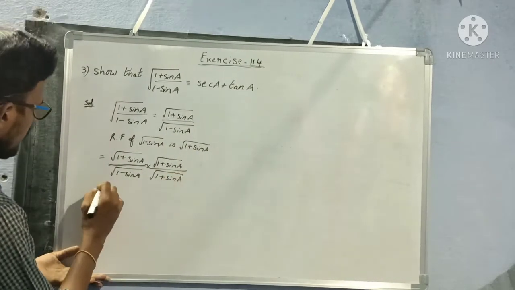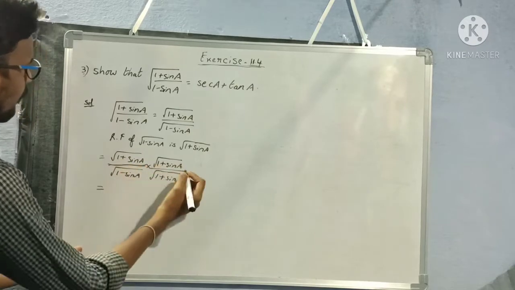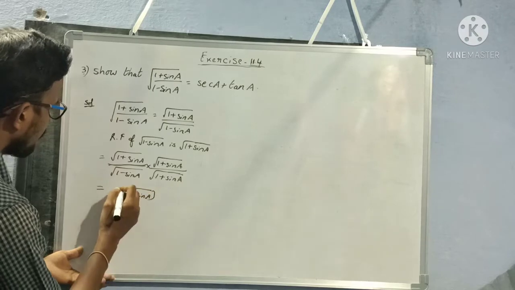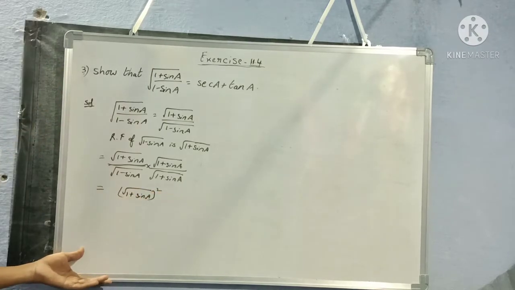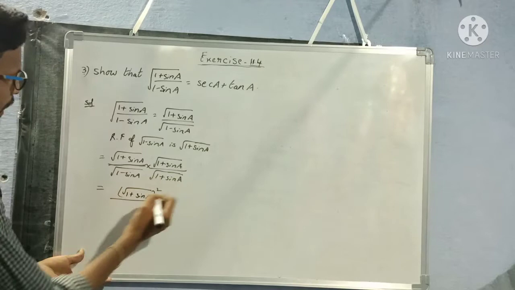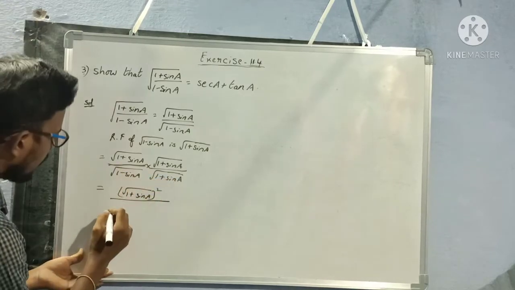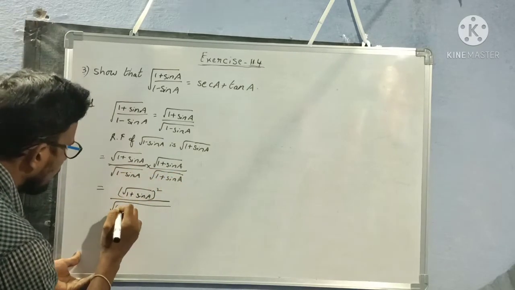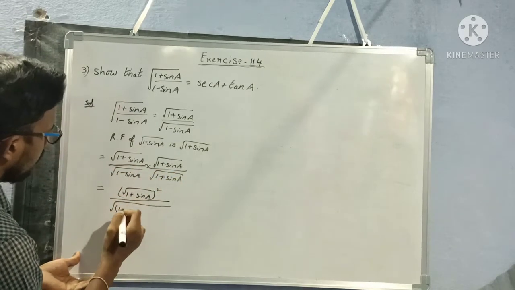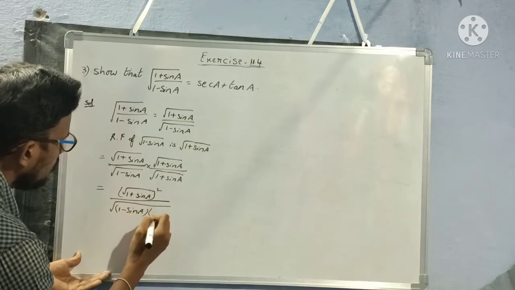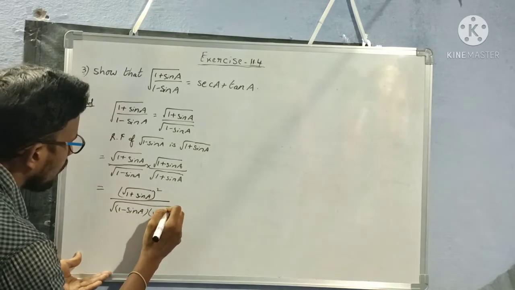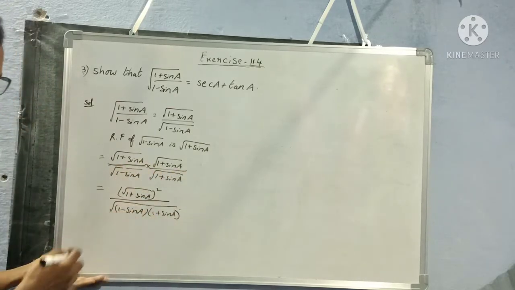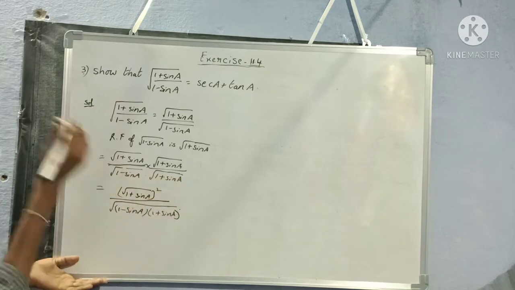Now here, square root of (1 plus sin A) into square root of (1 plus sin A) becomes square root of (1 plus sin A) whole square. So (1 plus sin A) whole square. By, here also, I will take the root as common, and inside I will multiply (1 minus sin A) into (1 plus sin A). This is how we need to do. Root A into root B is nothing but root of AB.